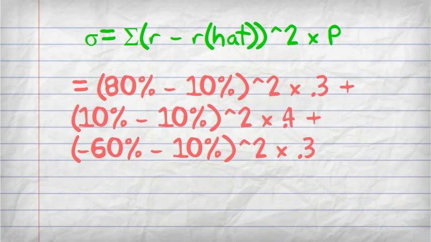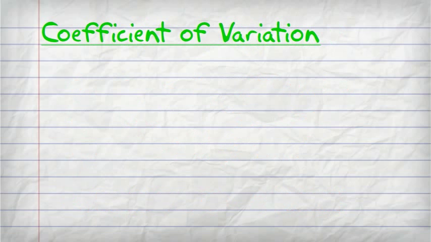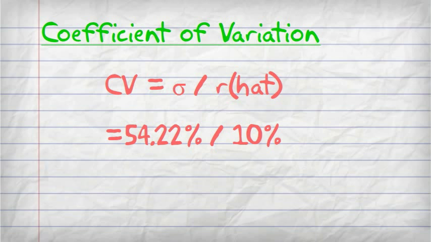After Mike sums this up, he will have the variance. To find the standard deviation, he just needs to take the square root of the variance. The standard deviation for Mike's stock is 54.22%. Mike can also calculate the coefficient of variation, which will tell him the standardized measure of risk per unit of return. This can be found by dividing standard deviation by the expected rate of return.